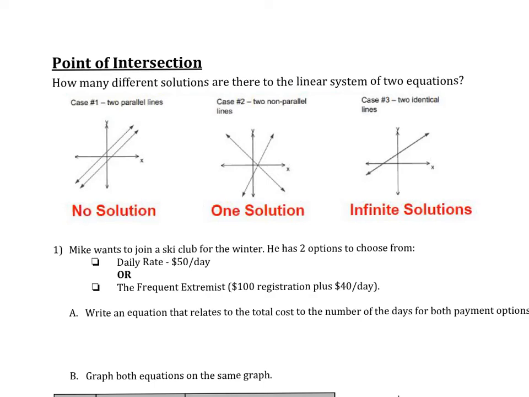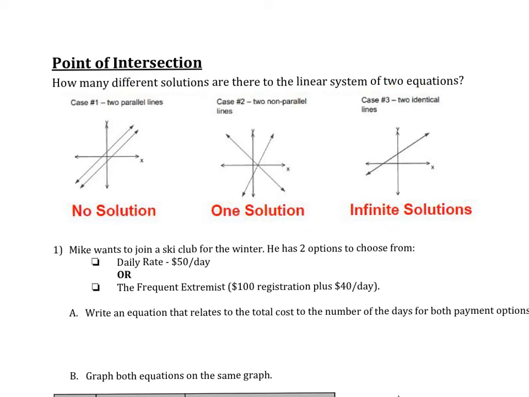Okay, this lesson is about point of intersection. So when we say point of intersection, we are looking at how many different solutions there are to a linear system of two equations. When we say solutions, solutions would mean how many points of intersection. Points of intersection would be how many times two equations or two lines cross each other.